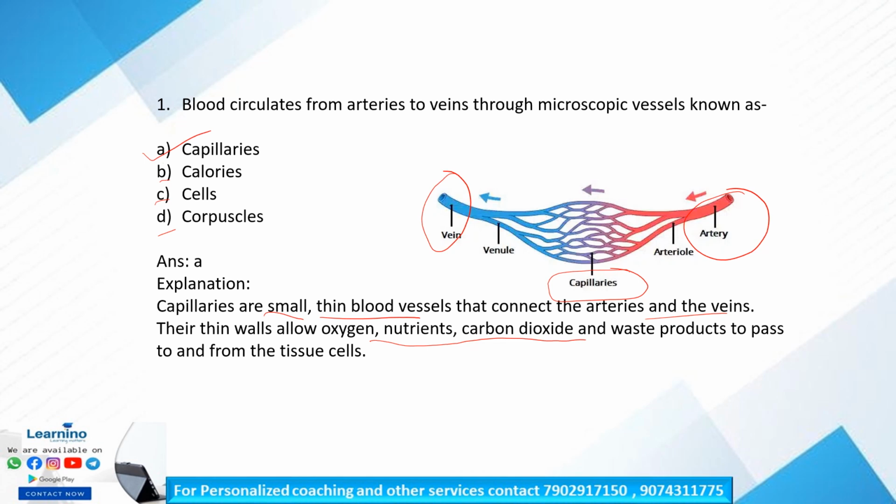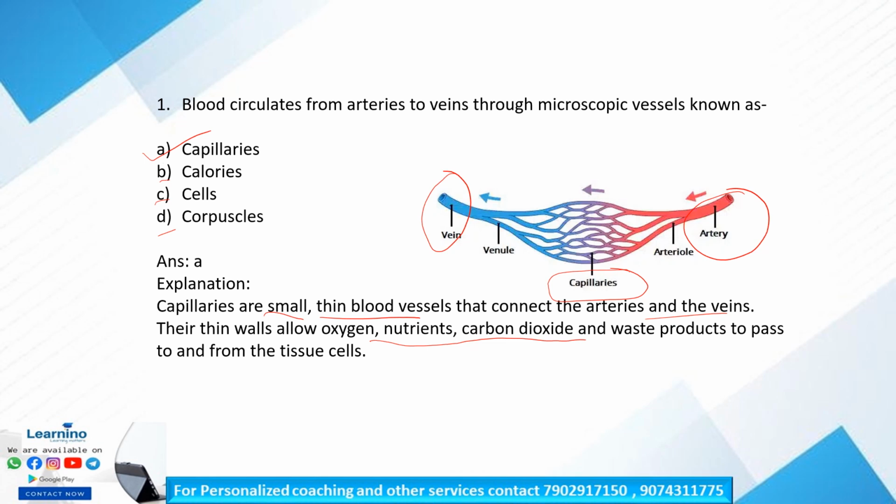Clear? So what are the other options meant for? Okay, option B. What is that? Option B is calories. Calories are the amount of energy released when your body breaks down food. Breaking down food means what? Digestion and absorption. At the time of digestion and absorption, the amount of energy that is released when the body breaks down the food is called calories.